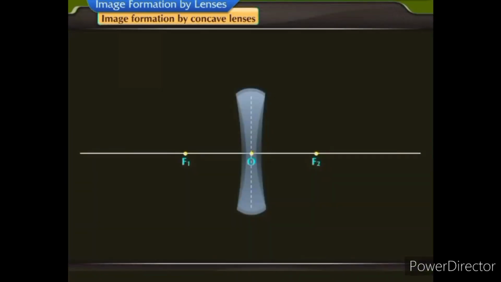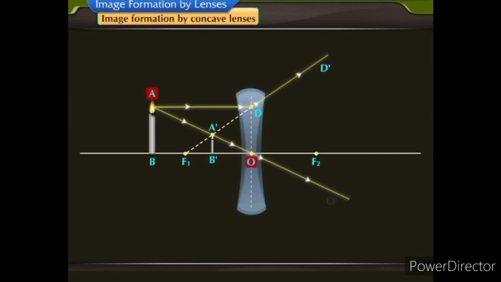Let us consider two positions of the object to study its ray diagram. Let the object, that is, the candle, be AB, placed in front of the concave lens anywhere between the optical center and infinity. Let us consider a ray AD traveling parallel to the principal axis. It gets refracted as a ray DD' so as to appear to come from the focus F1. The ray AO traveling towards the optical center O passes undeviated after refraction as OO'.